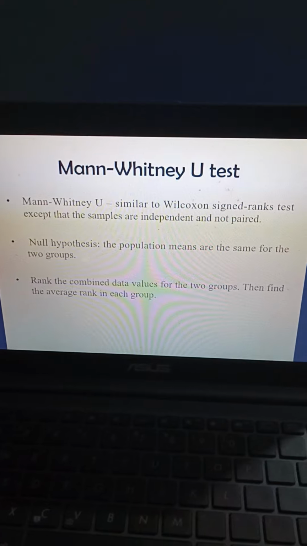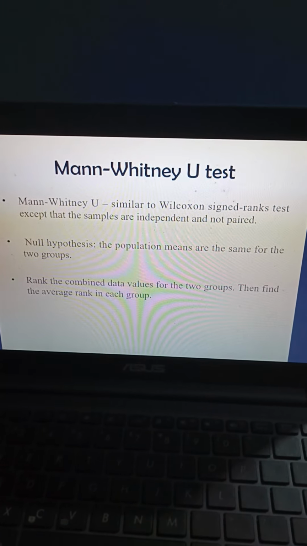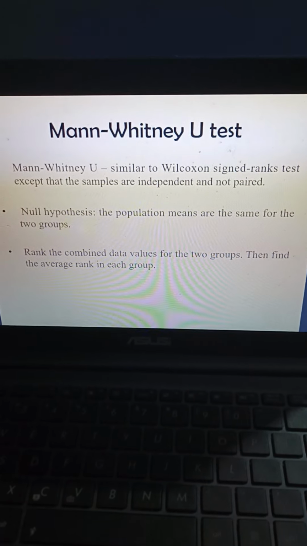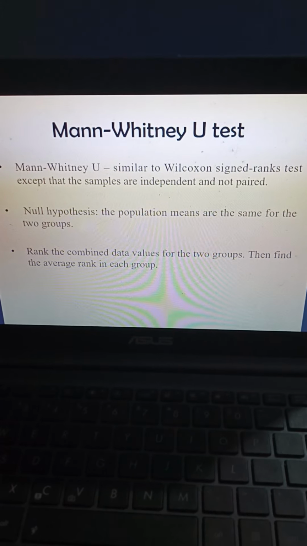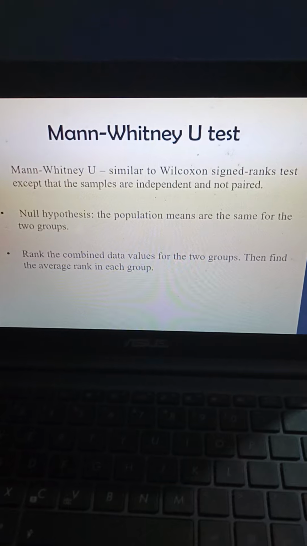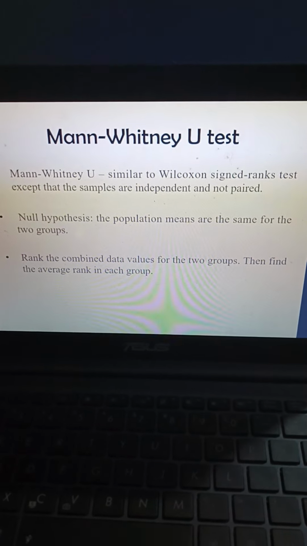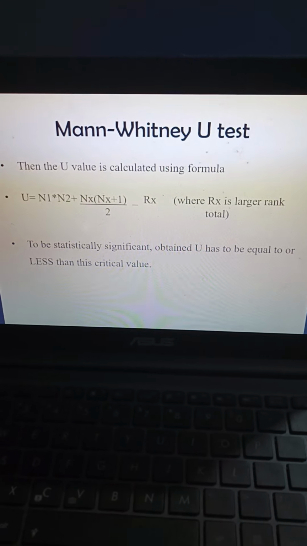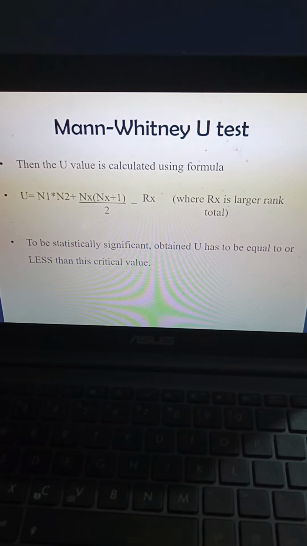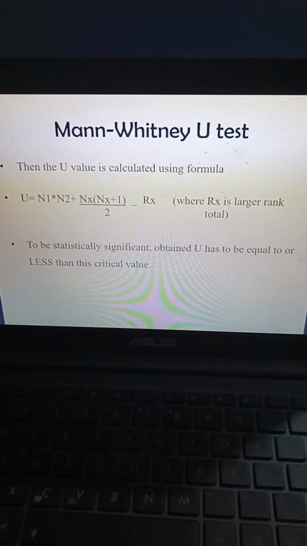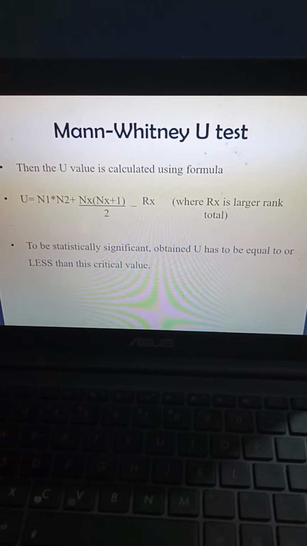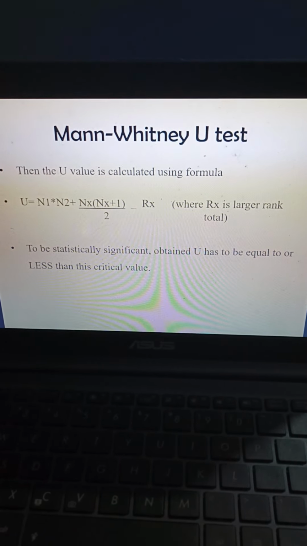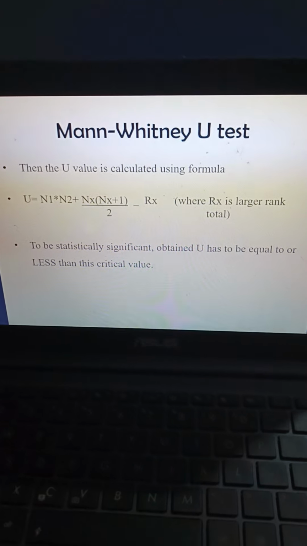Then coming to Mann-Whitney U test. Mann-Whitney U is similar to Wilcoxon sign rank test except that the samples are independent and not paired. Null hypothesis: the population means are the same for the two groups. Rank the combined data values for the two groups, then find the average rank in each group. Then the U value is calculated using the formula U = n1 × n2 + nx(nx + 1)/2 − rx, where rx is the larger rank total. To be statistically significant, obtained U has to be equal to or less than the critical value.